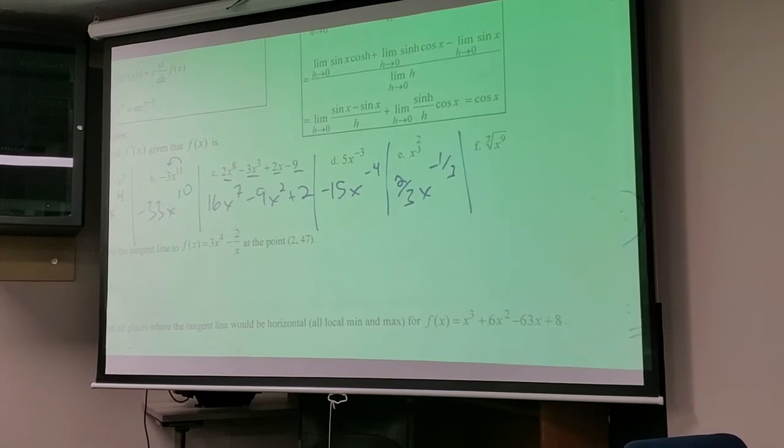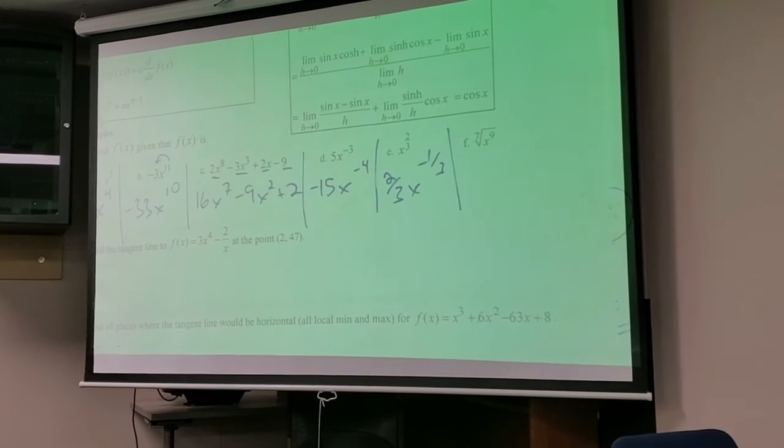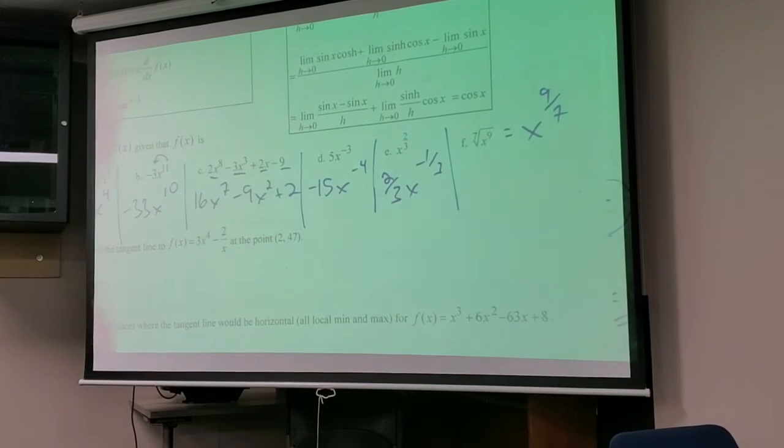We have no rule right now for a function inside of another function. We don't have a rule for that yet. You should understand that that's going to be worse. Do I have to treat this like that, though? Is there a way to rewrite this? Yes. How? X to the power of 9. Good. Right? Powers on top.